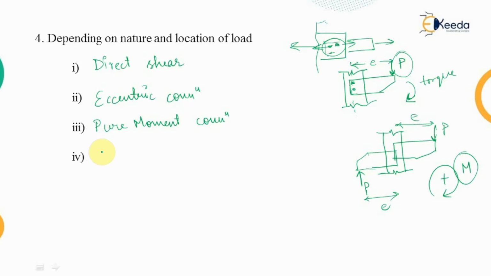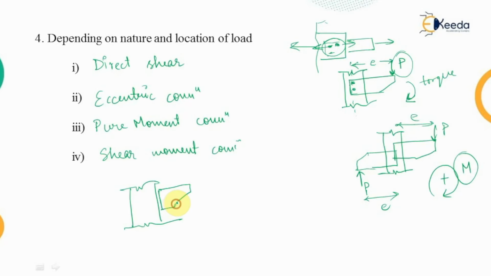And the last type of connection is known as the shear moment connection. That means if in a connection both shear and the moment, both the forces are coming, then that type of connection is known as the shear moment connection.